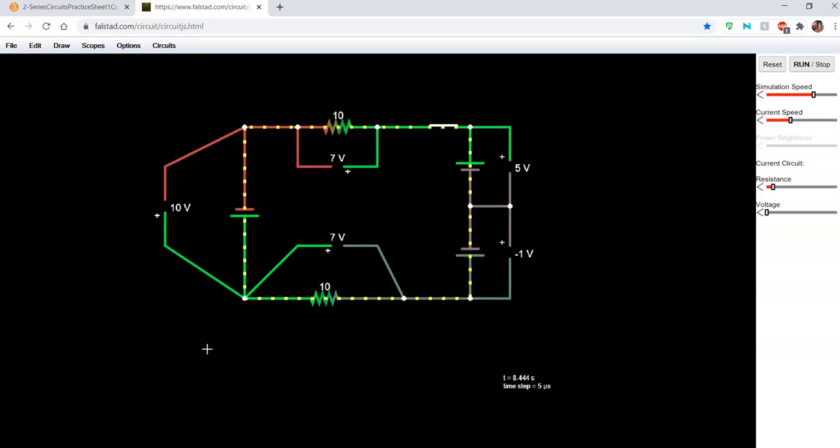Well, that's it for today, guys. I'm going to be posting this circuit so you can play with it as well.